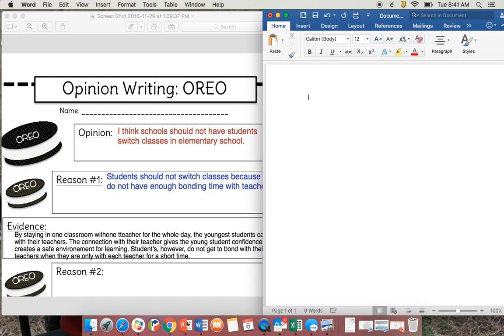I'm going to start off with a grabber. I'm going to indent my paragraph, and I'm going to start off with a question. I'm going to ask a question that has to do with switching classes, because that's what our essay is going to be about. So my question is going to be, have you ever had more than one teacher in a school year?